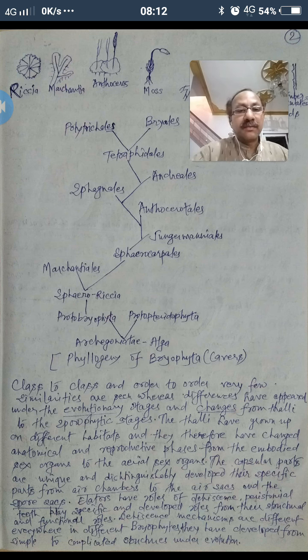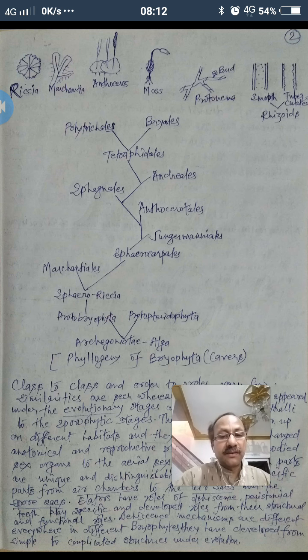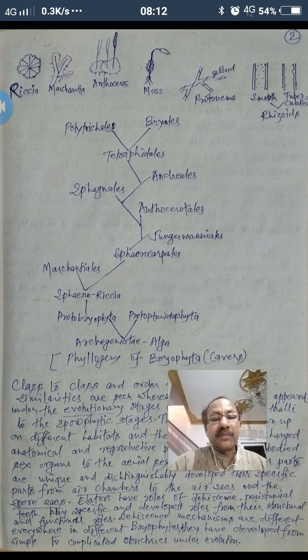You are looking into the phylogenetic development of the orders along with their classes and examples. You can know the habitats as per the phylogeny of Bryophytes. A few Bryophytes have been shown here.